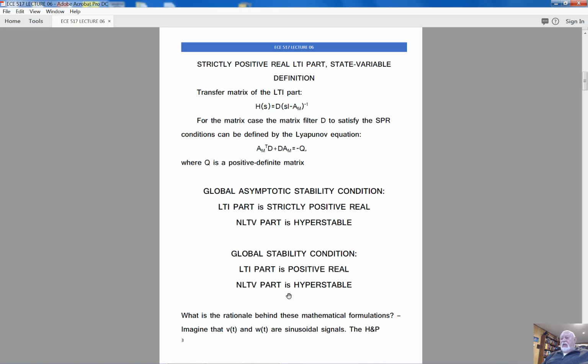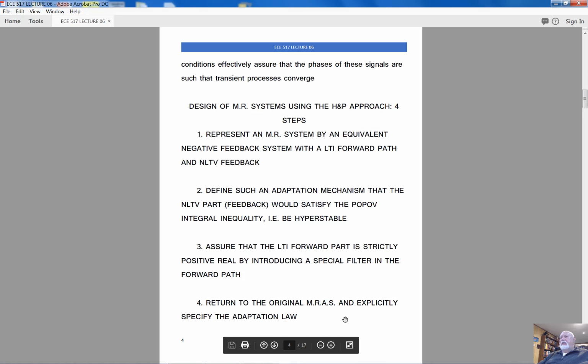And then you may ask me where these mathematical formulations are coming from. What is the rationale behind these mathematical requirements? You have to visualize some sinusoidal signals that flow through the circuit of the nonlinear control loop, and by having these conditions, we are achieving such a combination of phases in these sinusoidal signals that prevents signals from divergence. And I think this is probably the best way to visualize these complex mathematical requirements.